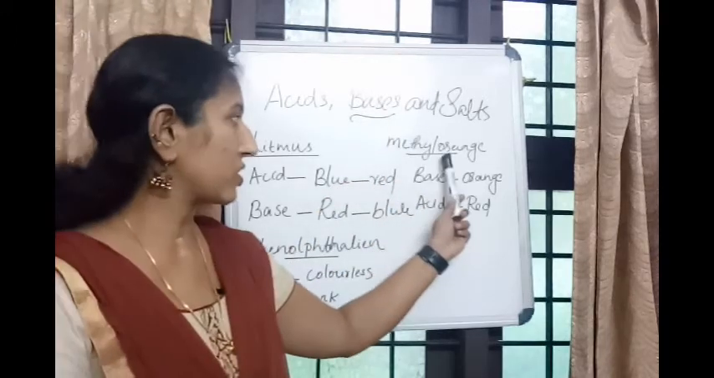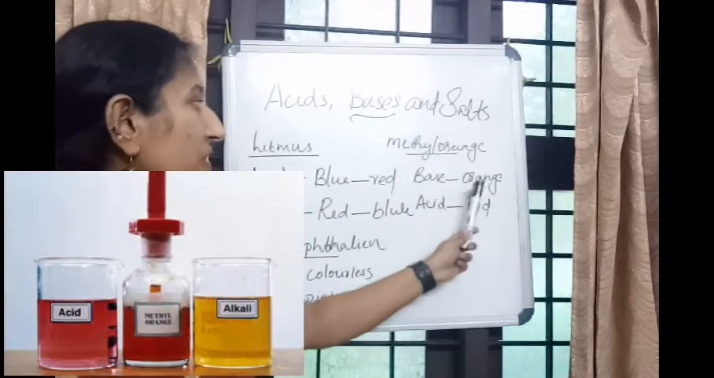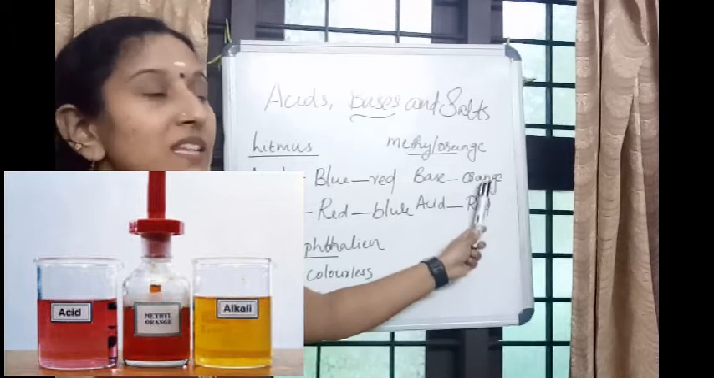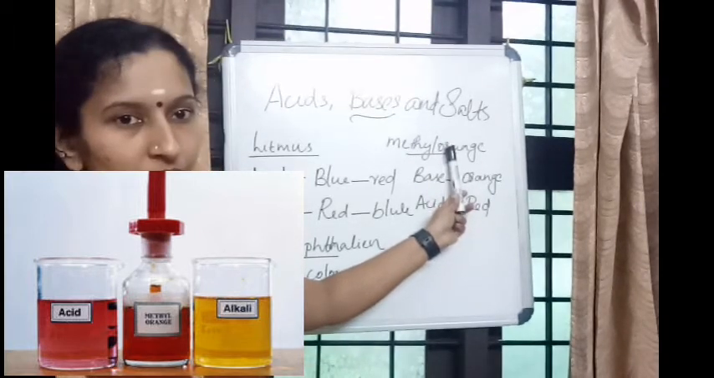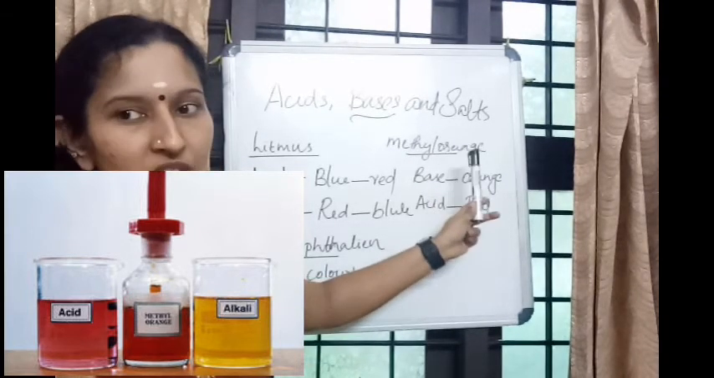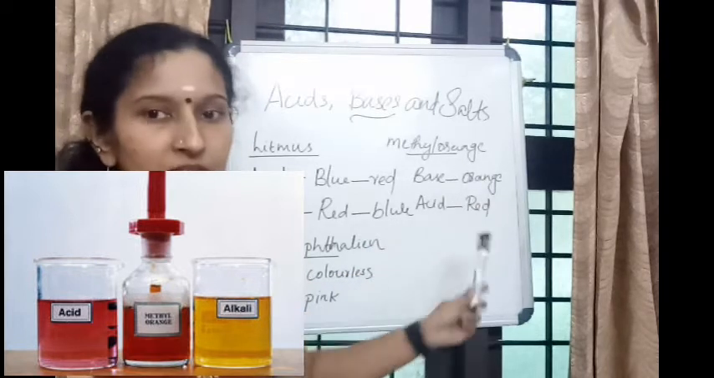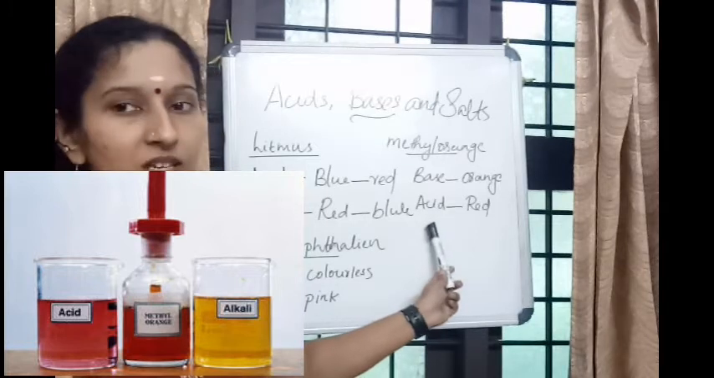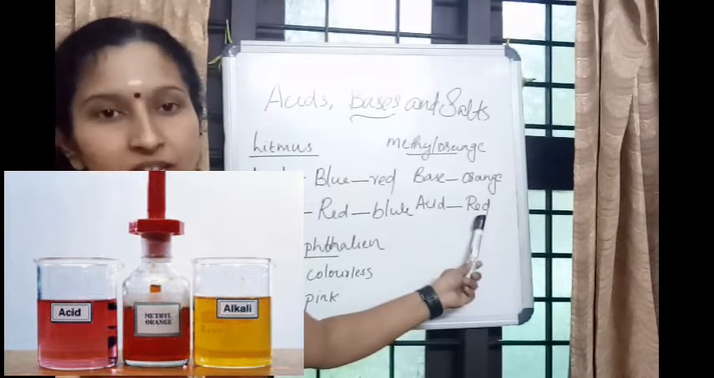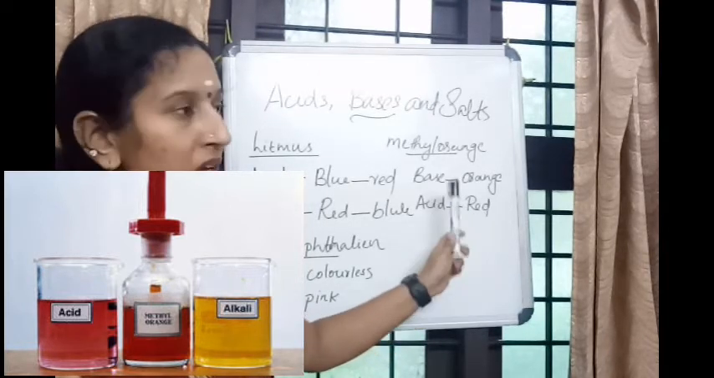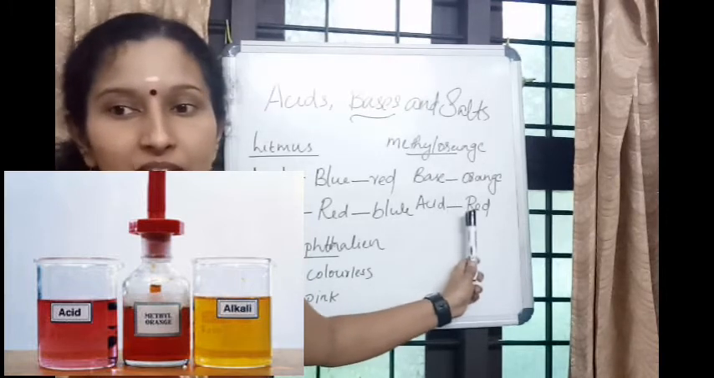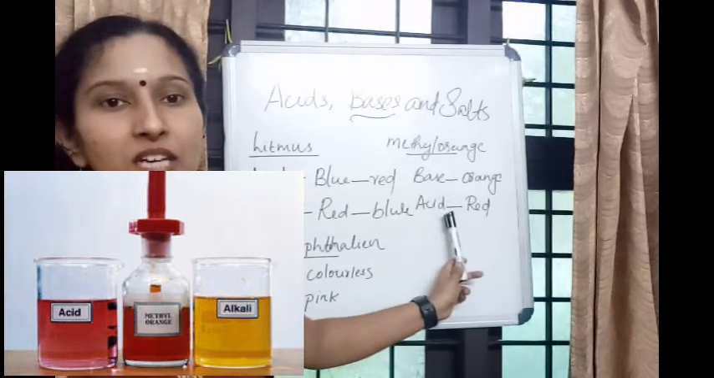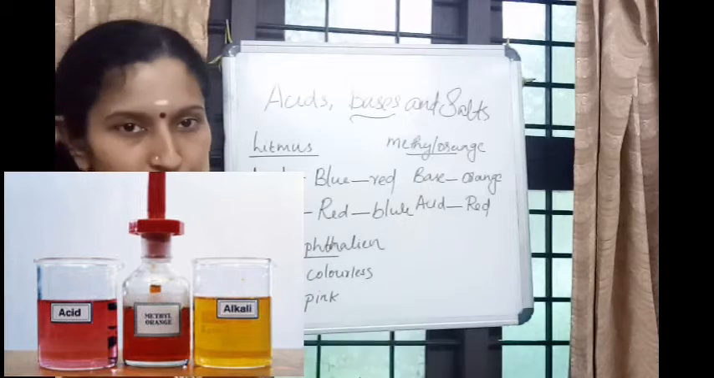And methyl orange is orange color in base. Orange is the color for the methyl orange. Methyl orange exists in orange color. So there is no color change, same color. But if we add the same into an acid, orange changes to red, which means methyl orange is an acidic indicator, only shows color changes in acidic medium.